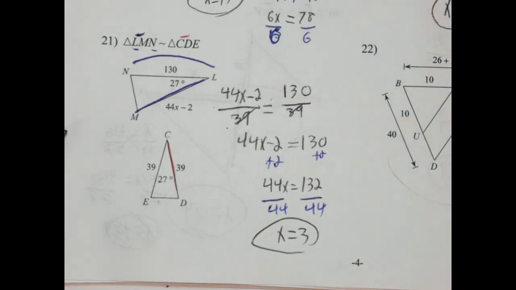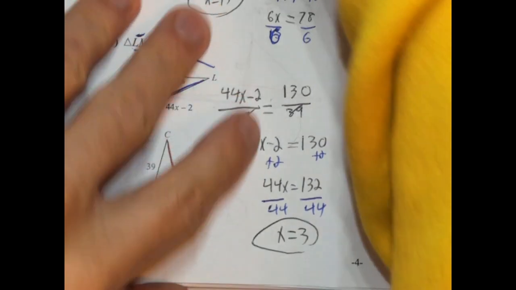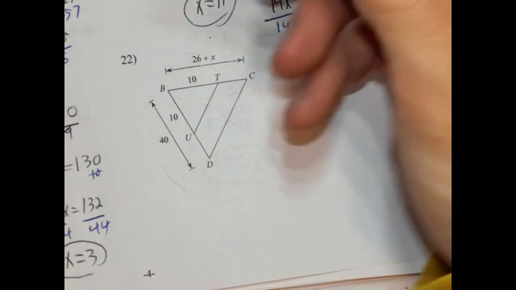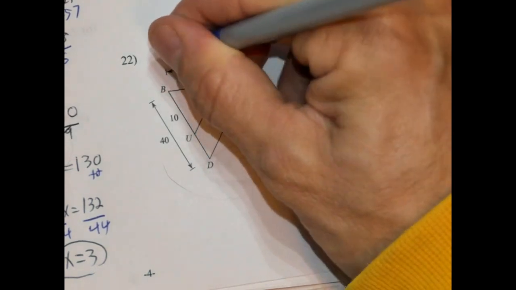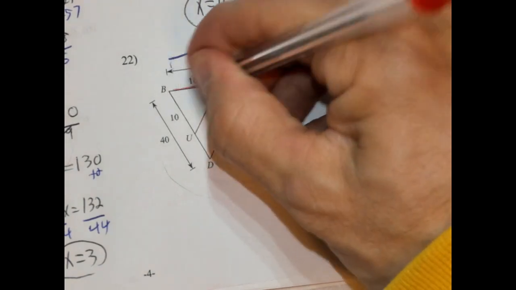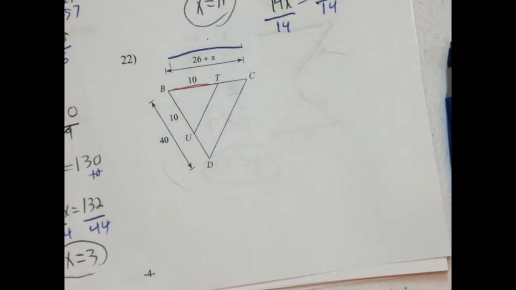Okay, the last one. There we go. The last one. And then we are going to finish in time. Nice. Alright, so this is the blue. This is going to be our red. Now they don't give us a similarity statement here, but we don't really need it. Turns out we don't need it for this one.